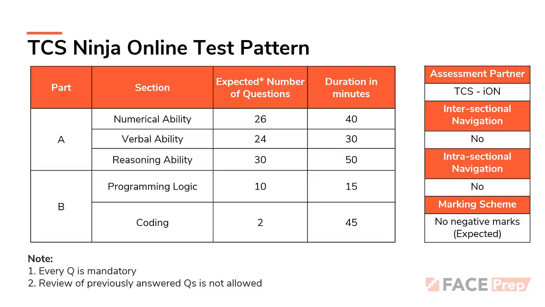Second is intra-sectional navigation, which is also not allowed. So what do I mean? Let's say you are in the numerical ability section and solving question number 1. You are stuck at question number 1 and want to go to question number 2 without answering it. Or let's say you have answered question number 1 and want to answer question number 13 instead of question number 2. This jumping from one question to another is not at all possible in TCS iON.